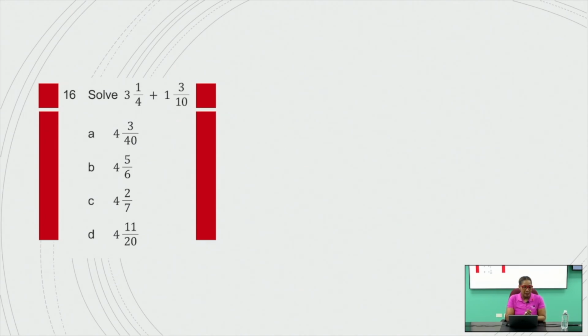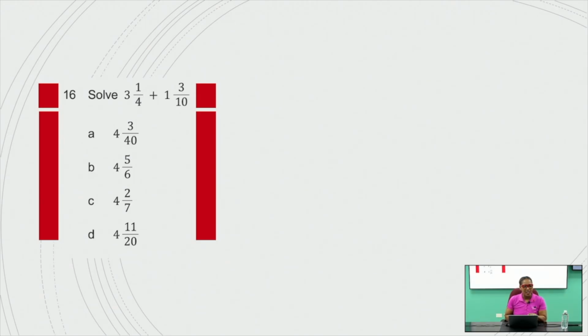Now, fractions. We know that several students shy away from fractions, but it's pretty simple once you understand that a fraction represents a numerical value. It is a number, and we use it on an everyday basis. When you spend money, you're spending a fraction of a dollar many times when you go to the store. So the first question here is 3 1/4 plus 1 3/10. We want to add these.